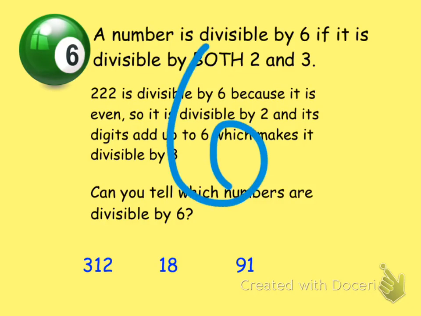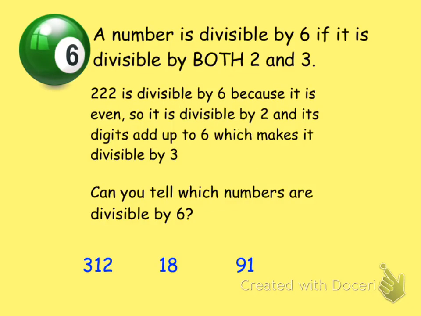Next one is 6. Divisibility rule for 6. Basically, it has to be divisible by both 2 and 3. So the biggest thing is you want to make sure it's an even number, and then you do the rule for 3, where you add them up and see if it's divisible by 3. So can you tell down here which of these 3 numbers are divisible by 6?